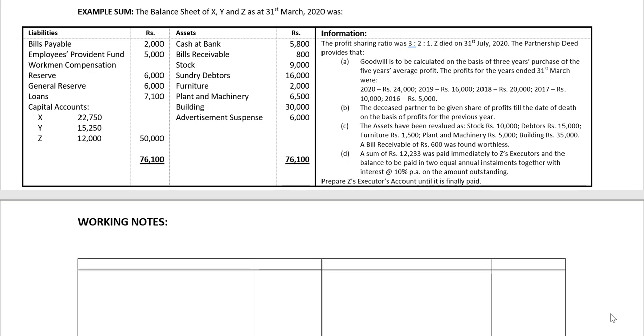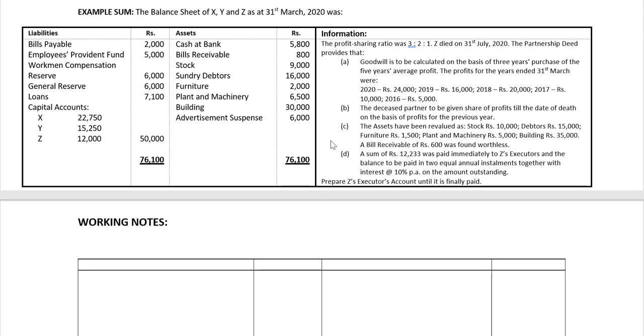The partnership deed provides that point A, goodwill is to be calculated on the basis of 3 years purchase of the 5 years average profits. The profits for the years ended 31st March were 2020 rupees 24,000, 2019 rupees 16,000, 2018 rupees 20,000, 2017 rupees 10,000, and 2016 rupees 5,000.